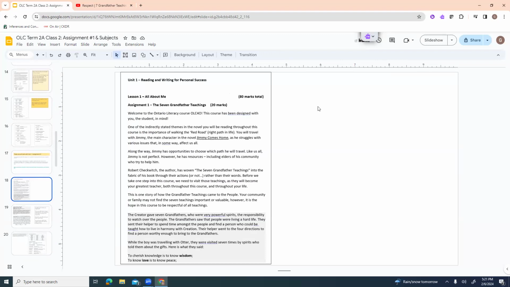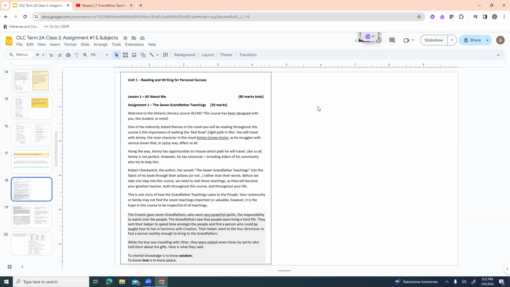One of the indirectly stated themes in the novel is going to be the importance of walking the red road, or what's called sometimes the right path in life. The main character is a boy named Jimmy. He's the main character in the novel. Jimmy comes home and he struggles with different issues in himself and in his community that in some way have probably affected all of us.